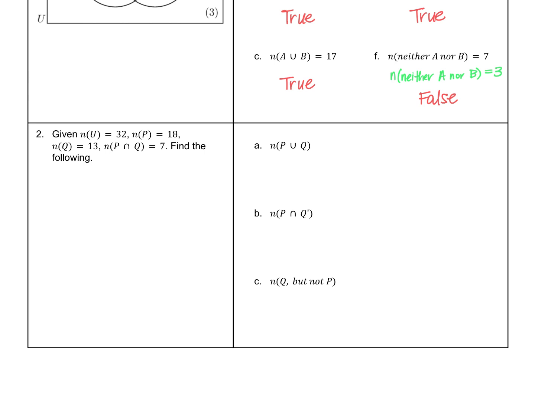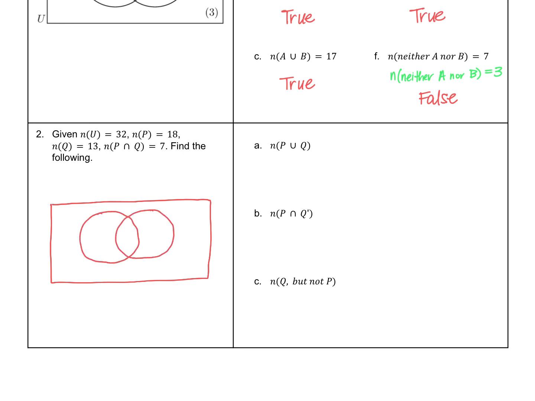So the first thing that I'm going to do here is write this in the form of a Venn diagram so it's easier for me to capture what is going on. So I draw my universal set, and then I'm going to have my 2 circles. Okay, so we have set P and set Q, and we know that the rectangle is already set U. So it's telling us that the total number of elements is 32 in all.